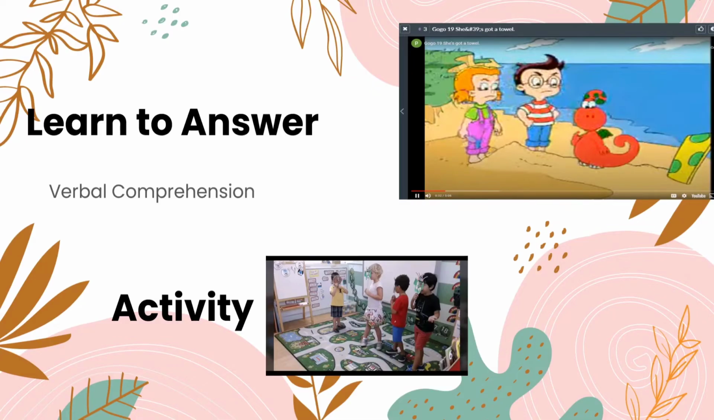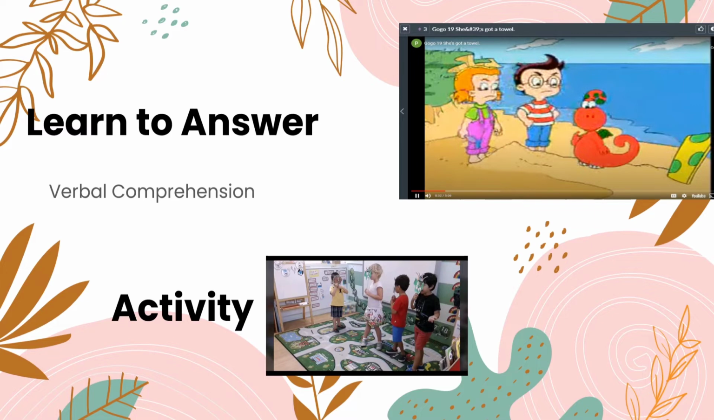Learn to answer. Verbal comprehension. Get the children to practice asking and answering. For example, they can have activities like role play. We can get the children to ask each other questions.